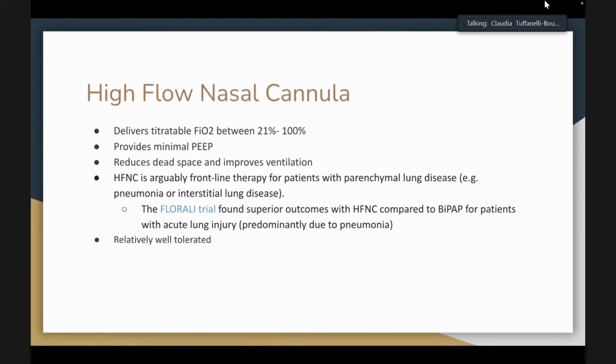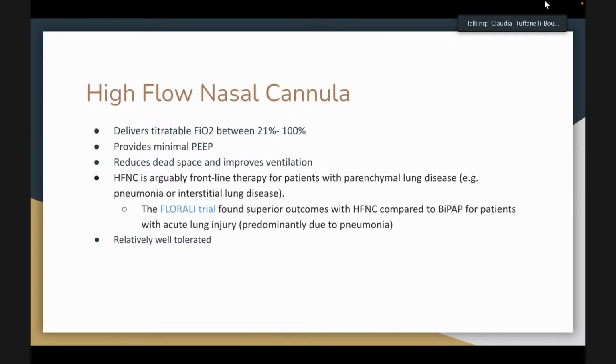So, kind of touched on it, but the high flow is delivering this titratable FiO2, so you can go from 21% to 100%. It's that humidified air, and it is providing that PEEP, so that positive end-expiratory pressure. That PEEP allows the alveoli, or the smallest parts of the lungs, to open up better. And when everything's open, it improves ventilation, so we're expelling that CO2.